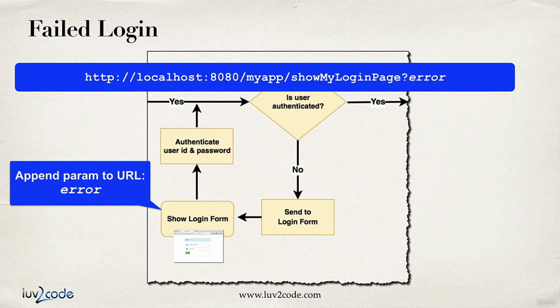Now remember, this will be on the URL. This is how it maps up here with the URL that's in the browser and then the actual parameter here. We can check for that parameter and then write code accordingly.